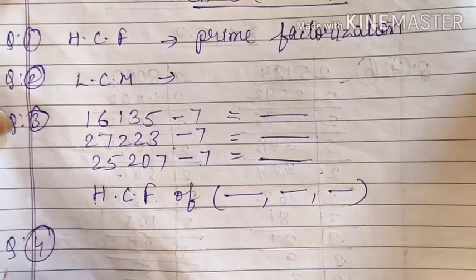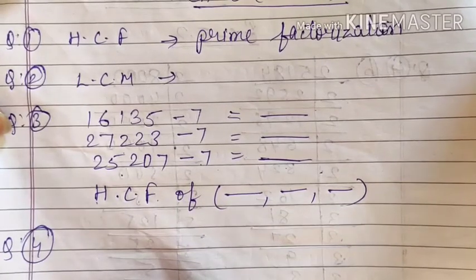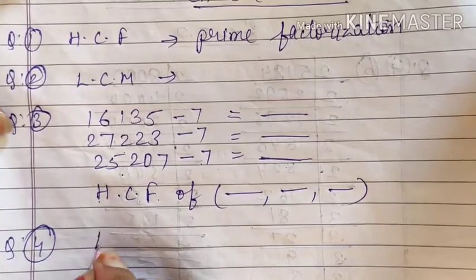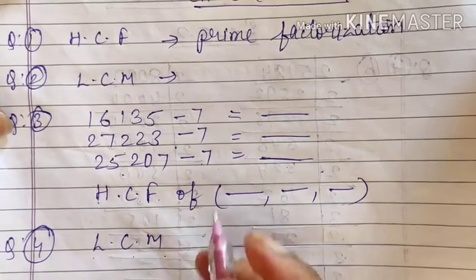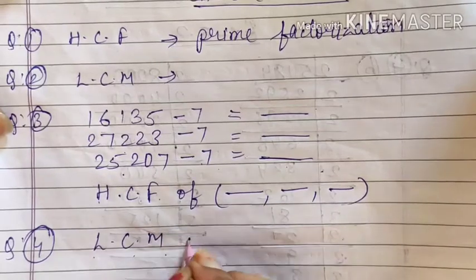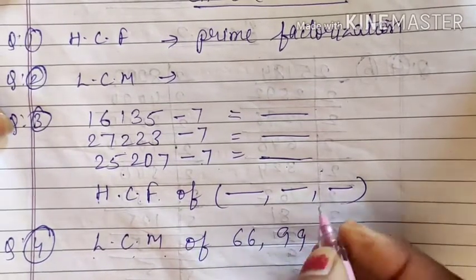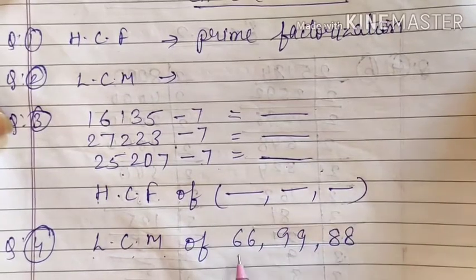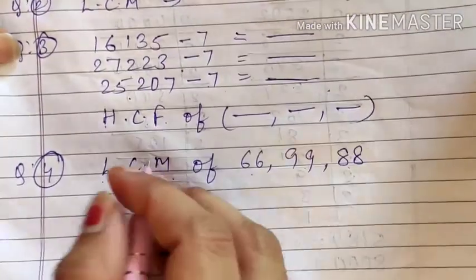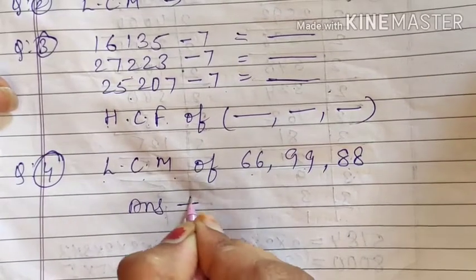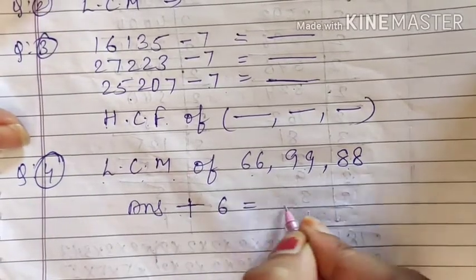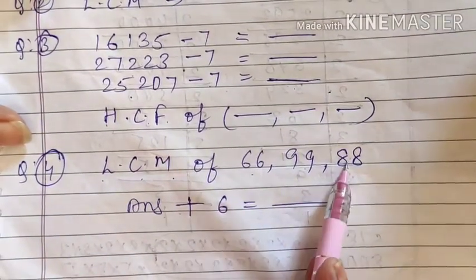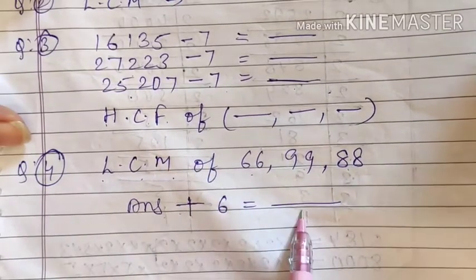Then let's see question number 4. Find the smallest number which when divided by 66, 99 and 88 leaves exactly 6 as remainder. Here first of all you have to find out the LCM, because they are asking for the smallest number. Smallest number means least common multiple. First of all you will find the LCM of 66, 99 and 88. Then you will get one answer. Then you have to add 6 to the answer. Then you will get your final answer. Find the LCM of these 3 numbers and then add 6 to the number. You will get the answer.